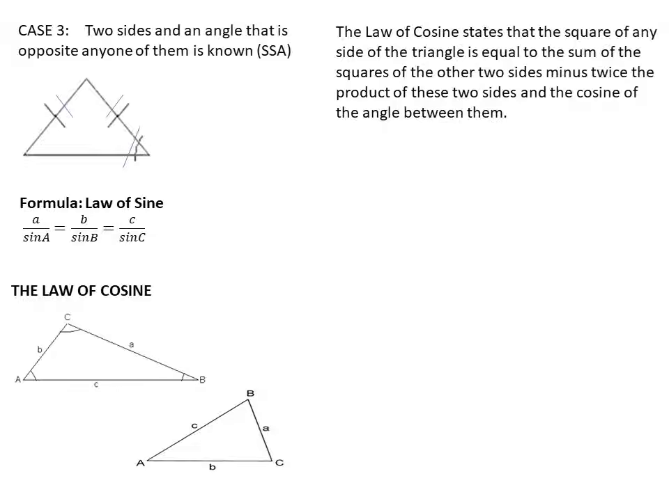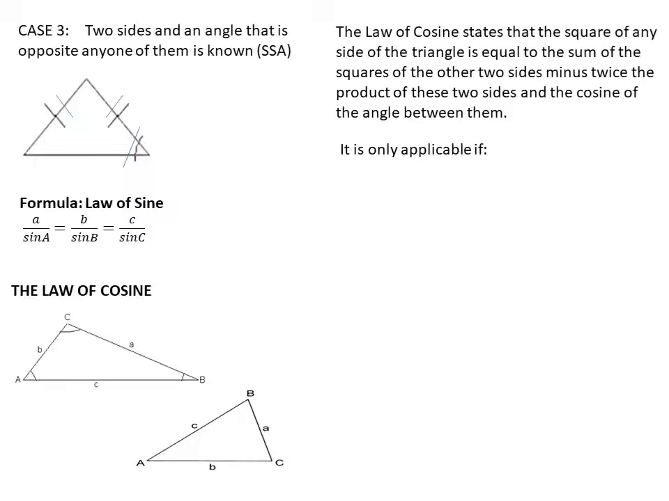And then we also have the law of cosine formula. The law of cosine states that the square of any side of the triangle is equal to the sum of the squares of the other two sides minus twice the product of these two sides and the cosine of the angle between them.